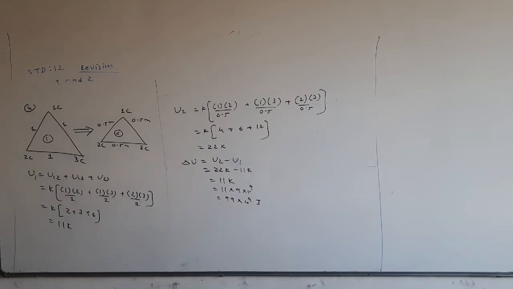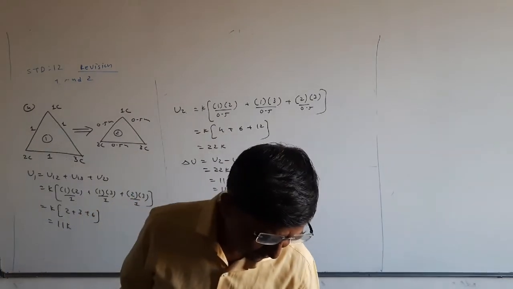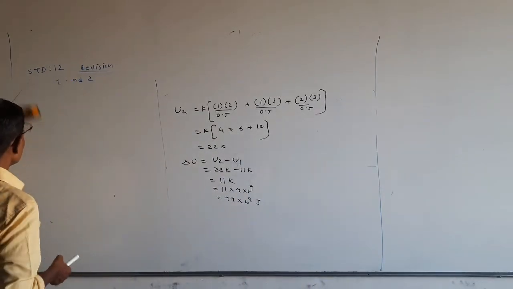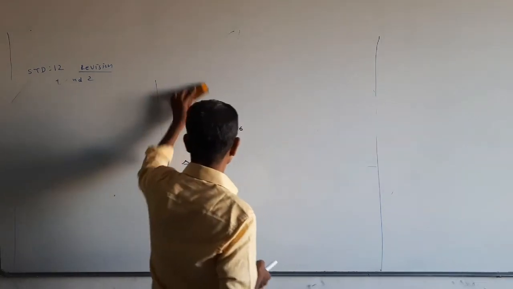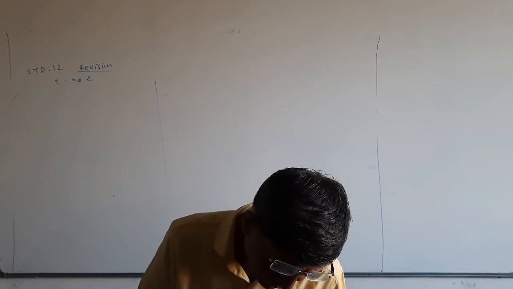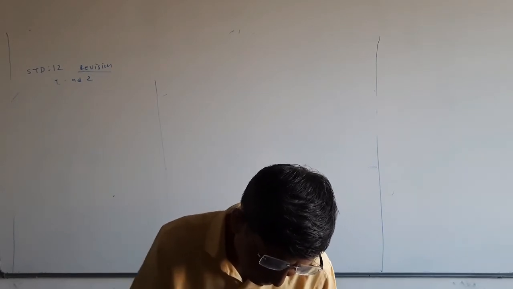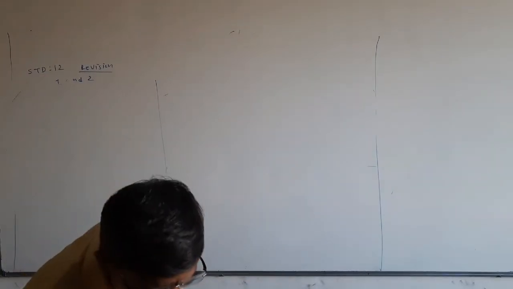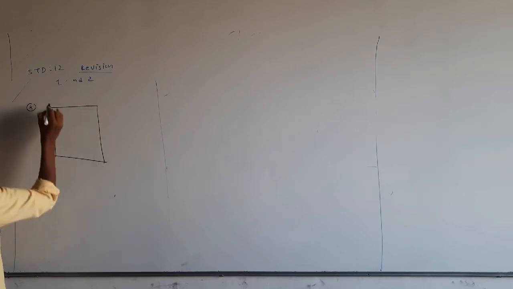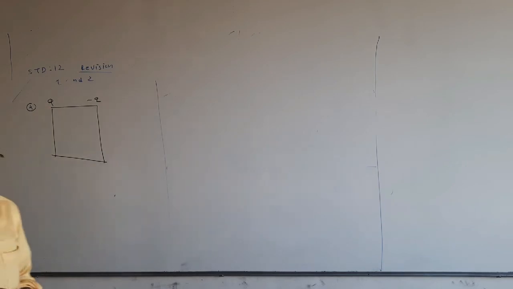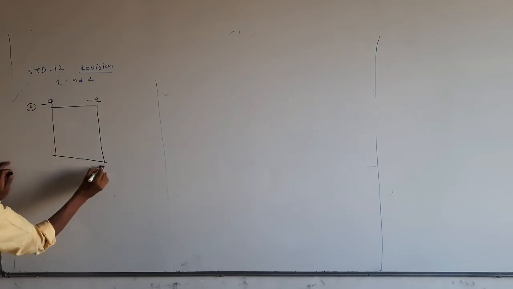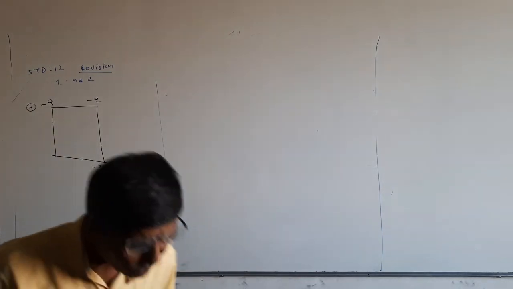Okay, this is how we can solve. This is regarding the potential energy of a system of charges. Now next is related to potential. See, the charges are Q, minus Q, minus Q, minus 2Q, 2Q and Q.